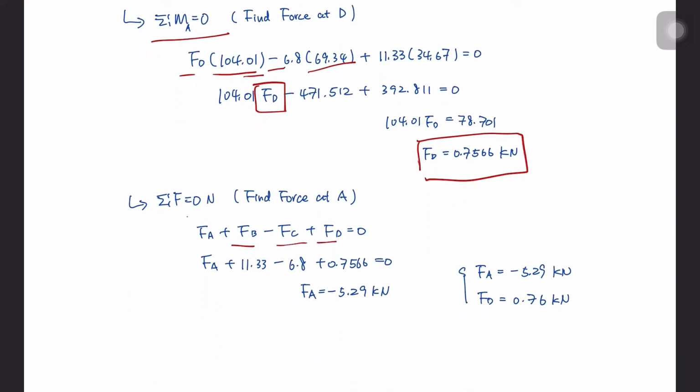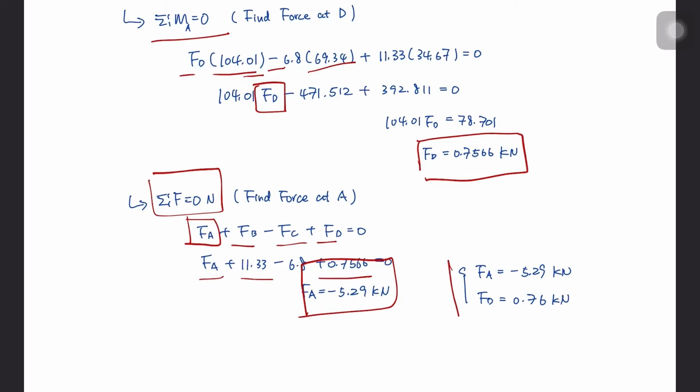So now we have FB, FC, FD. The only force that we don't know is the force at A. So we can write the sum of forces equals 0 again because it's at equilibrium. FA plus 11.33, which is pointing up, so it's positive, and then minus 6.8, which is pointing down, so it's negative, and plus the supporting force at D, which is 0.7566. So we can find FA equals negative 5.29 kilonewtons. That's the answer for part B.